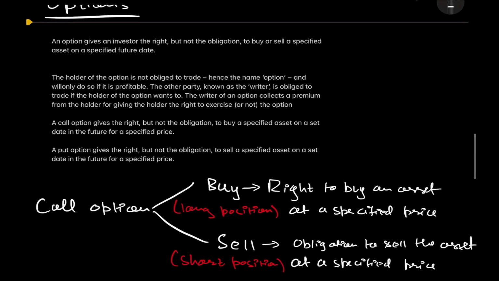A call option gives the right but not the obligation to buy a specified asset on a set date in the future for a specified price. So this is what I have told you. Call option is the right to buy. Put option gives the right to sell the specified asset on a set date at a specified price.